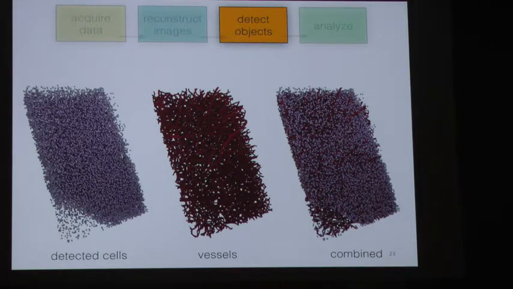So these are some results from the final cubic millimeter. Here I'm showing all the detected cell bodies, we have all the vessels, and then the two combined with each other. And you see really just the scale and the number of cells that are present within just a tiny portion of the cortex.